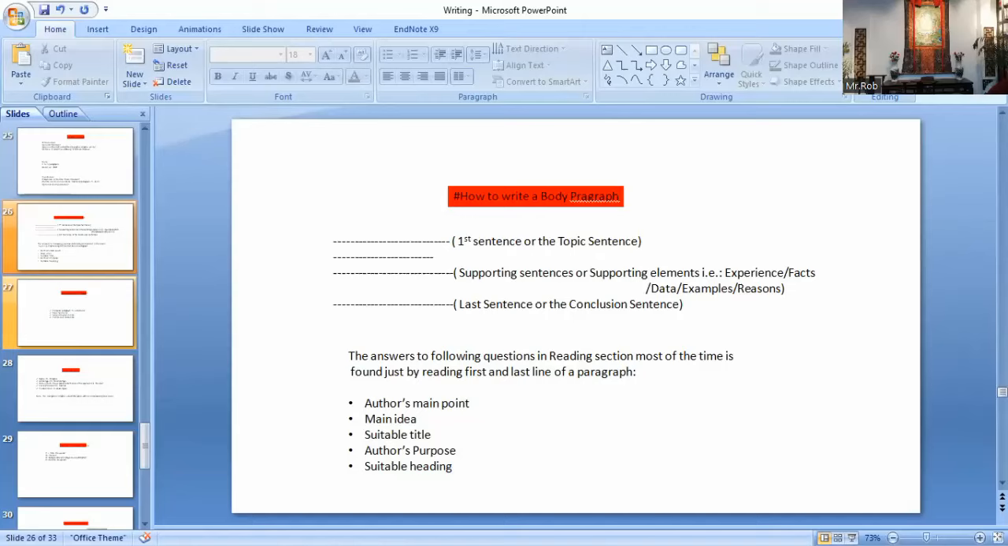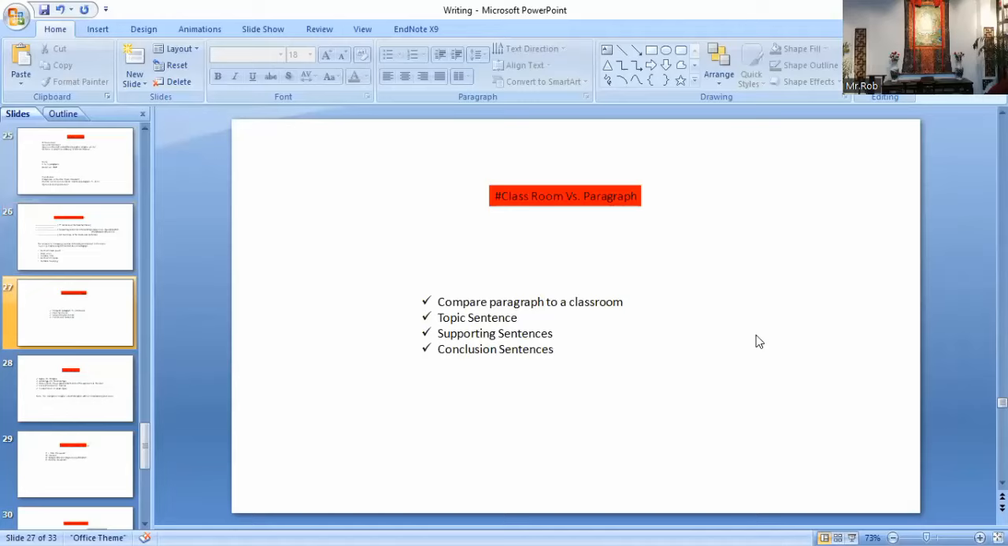So while writing, your main idea should be in your first line and last line, whereas the other sentences in between these two lines should support the first line and the last line, or the main idea of your paragraph. And the way we support it is by the use of experience, facts, data, examples, or reasons, as we said earlier.